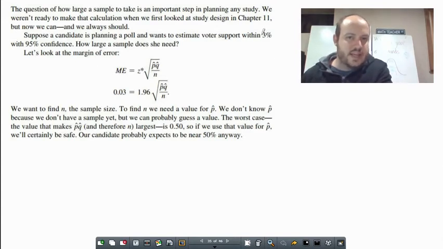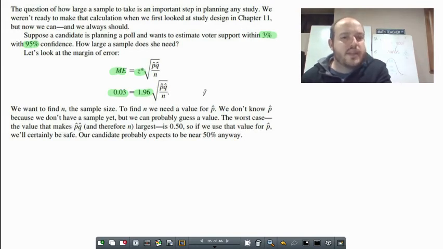So they went ahead and said, hey, they wanted margin of error to be 3%. That's what they mean by within 3%. So they plug margin of error in as 0.03. Then they want a 95% confidence, which we don't use the 95% anywhere in there, but we do know that the critical value, the Z star that goes along with 95%, is 1.96.